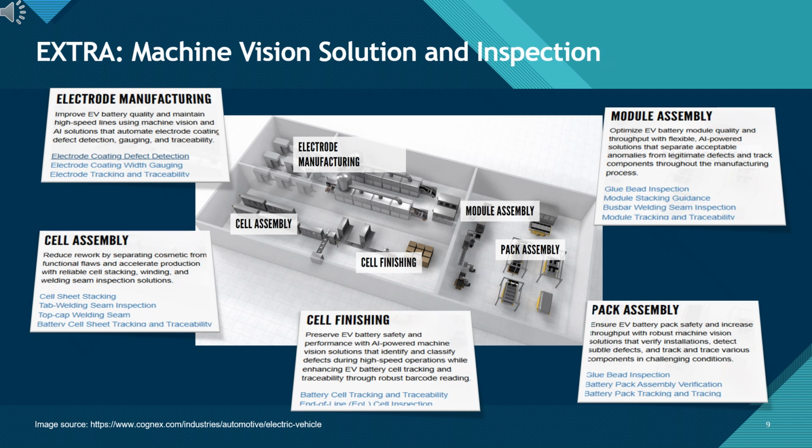From there, the process moves into module assembly, where cells are integrated into modules. Automated inspections verify glue application, welding seams, and stacking accuracy, while traceability systems track each component. Finally, in the pack assembly stage, modules are combined into complete battery packs. Machine vision ensures correct assembly, identifies subtle defects, and maintains traceability of all critical pack-level components. Overall, this floor layout showcases how automation, AI, and vision systems are seamlessly integrated into each stage of the battery manufacturing workflow, enhancing quality, safety, and efficiency.